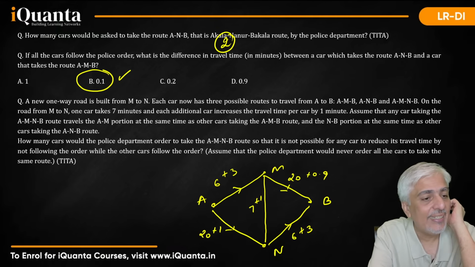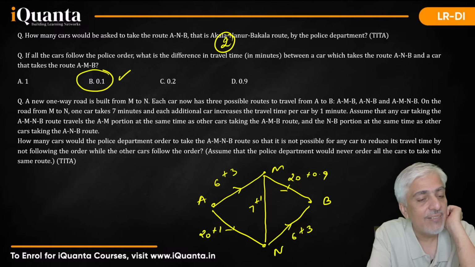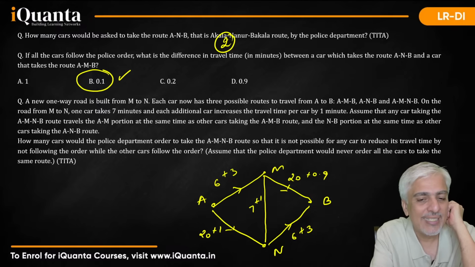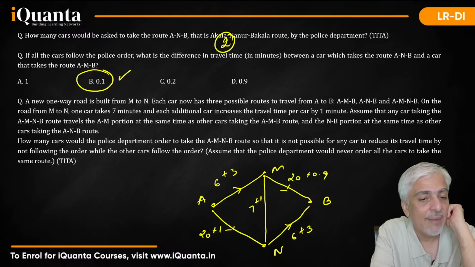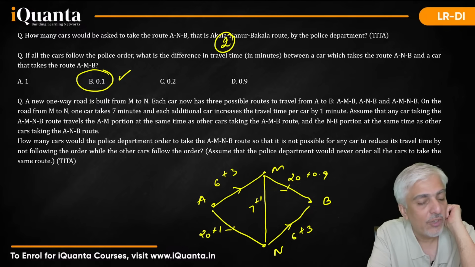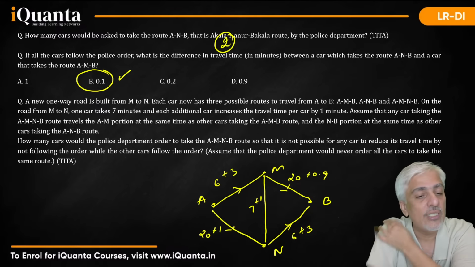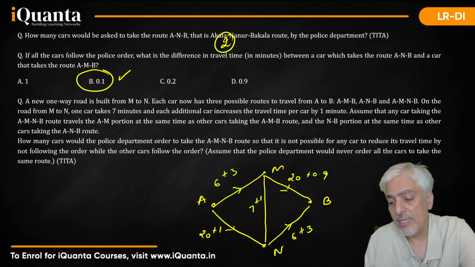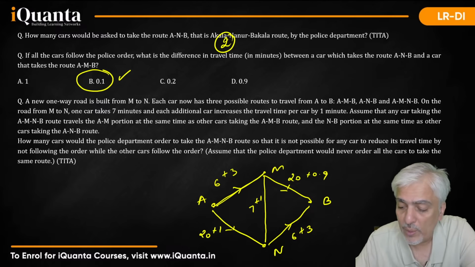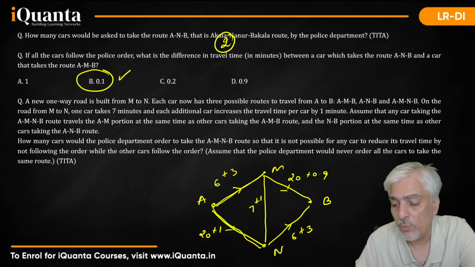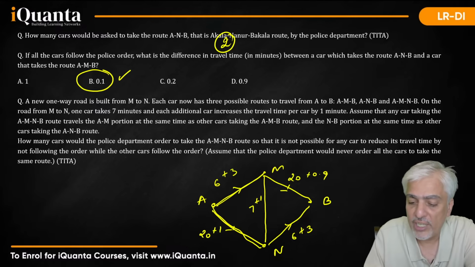Assume that any car taking the AMNB route travels the same, very obvious. How many cars will the police department order to take the AMNB route so that it is not possible for any car to reduce its travel time? Same as per the earlier question. Now here, what I did, I remember doing it very well, that I had taken two over here first, and then tried sending one that way. But if you want, you can check it. So first start with 2.